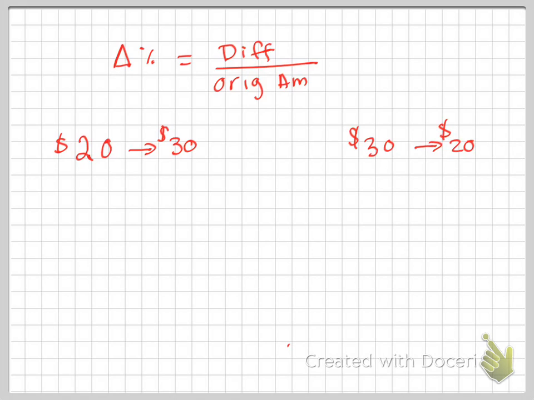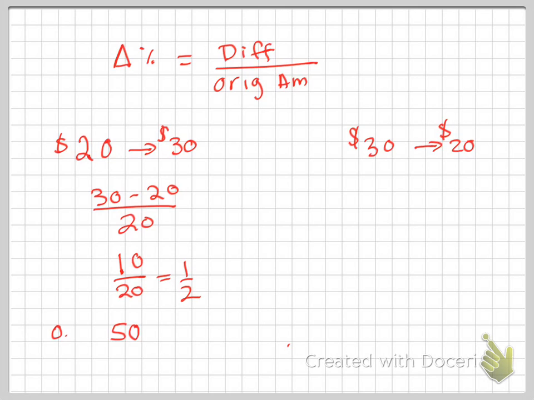All right, so now, what did you do on the first one? How did you get it? I subtracted 30 minus 20 over 20, which is the original amount, which would be 10 over 20, which simplifies to 1/2. Which is what decimal? 0.5, yeah. And then which equals 50%.